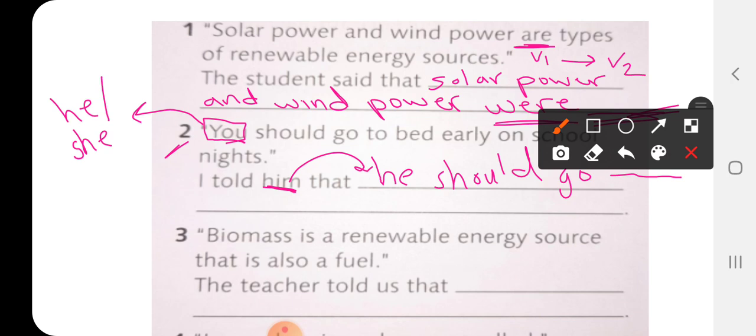3. Biomass is a renewable energy source that is also a fuel. Where's the verb here? It's "is", right? "Is" is verb 1. It's changed into what? Verb 2. What is it? "He was." Right? So the teacher told us that, let's look at biomass.